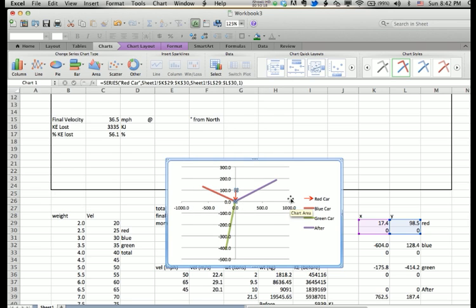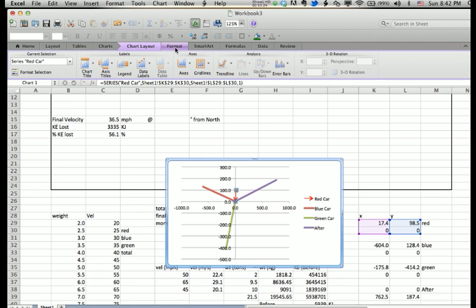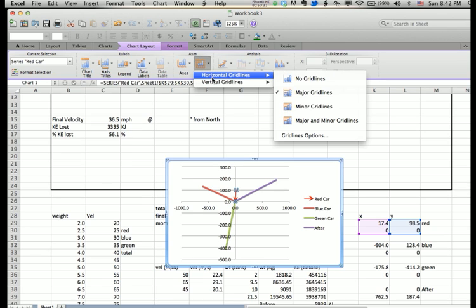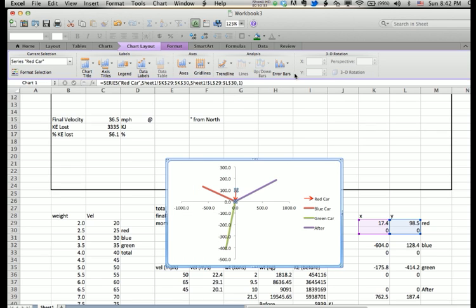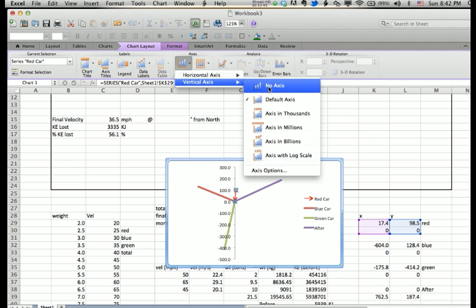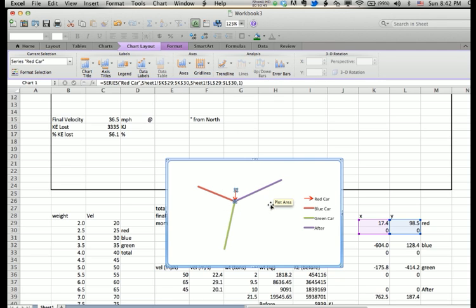The blue car, let's see. If we go to chart, where do I go? Chart layout, grid lines, horizontal, no grid lines. Okay, I don't even need any axes. No axis. Vertical axis, no axis. Okay, so we're just going to have a nice thing here. Okay, so this is the blue car.